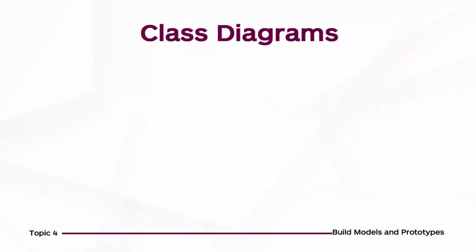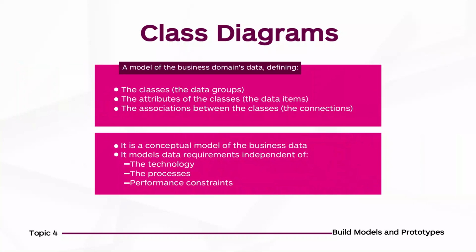Class diagrams. When it comes to modeling data, class diagrams help. For instance, if we're looking at our rental system, we have classes like customer, vehicle, and rental. Think of it like filling out a form with fields like name, address, and vehicle details. These classes help us organize the data we need to collect and process.